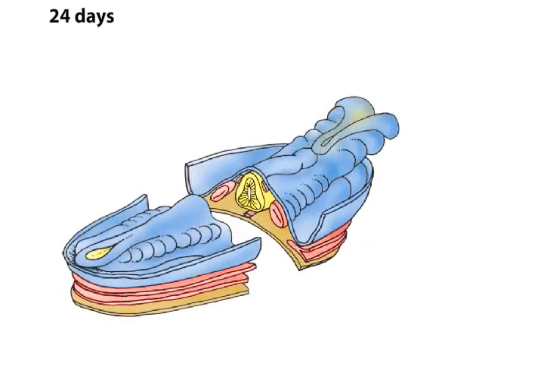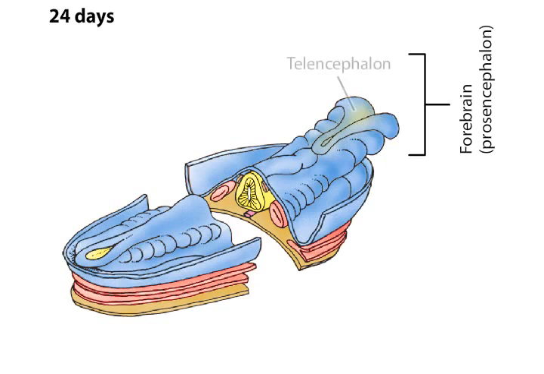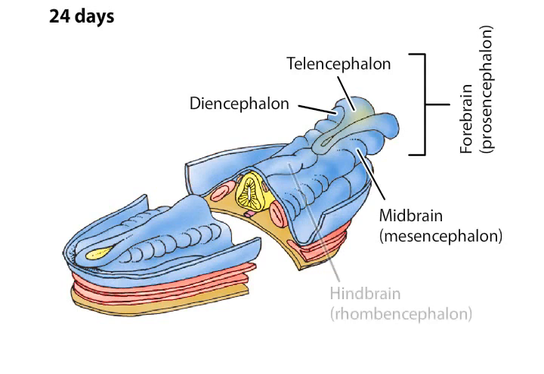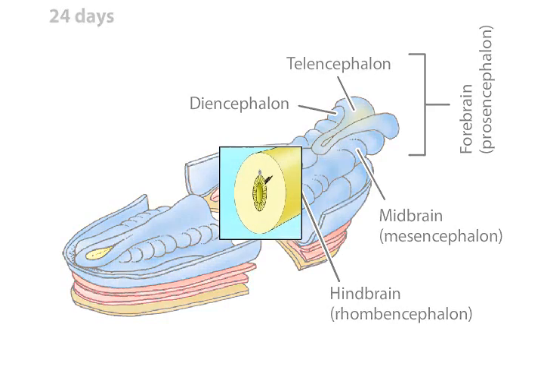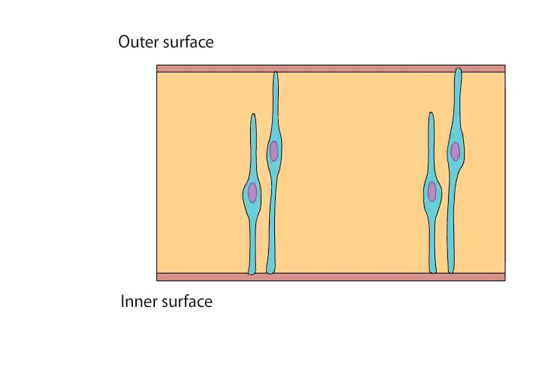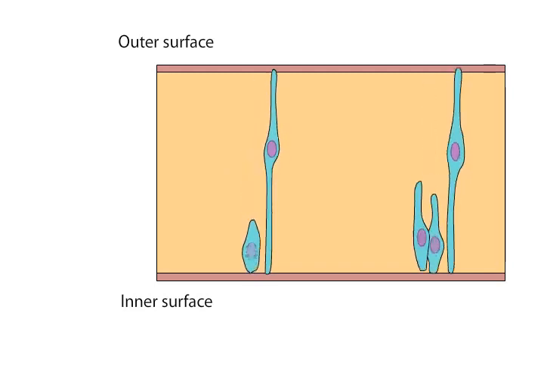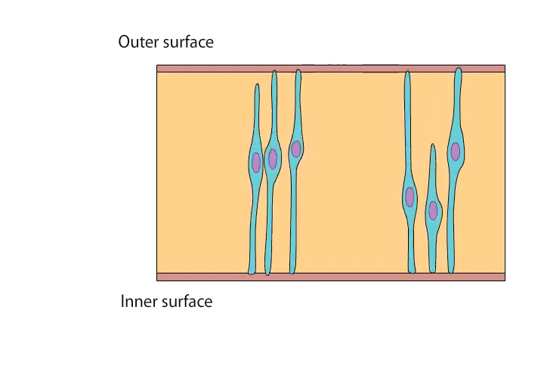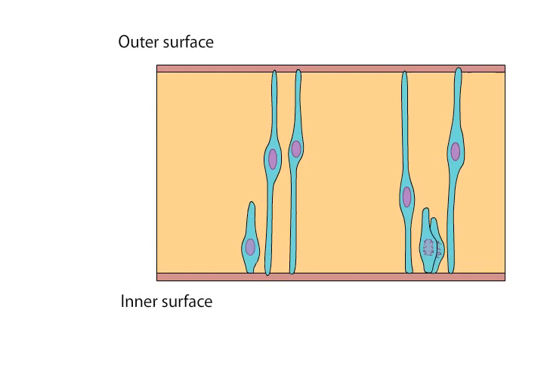By about 24 days, the 3 major subdivisions of the brain are discernible. These include the prosencephalon or forebrain, including the telencephalon and diencephalon, the mesencephalon or midbrain, and the rhombencephalon or hindbrain. The progenitor cells of the neural tube are known as neural precursor cells or neural stem cells. This represents the first stage of neural development, neurogenesis, when undifferentiated cells undergo mitotic divisions to produce either new stem cells or neuroblasts that will eventually differentiate into neurons.